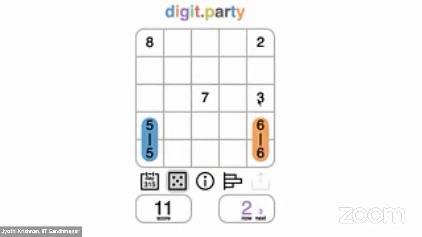Now I've got another 2 and a 3. This is an interesting situation because if I put the 2 here, then I may not have much space for the other 3. So I'm going to put the 2 here. Okay, hopefully you've all followed along. You can see the score increasing.